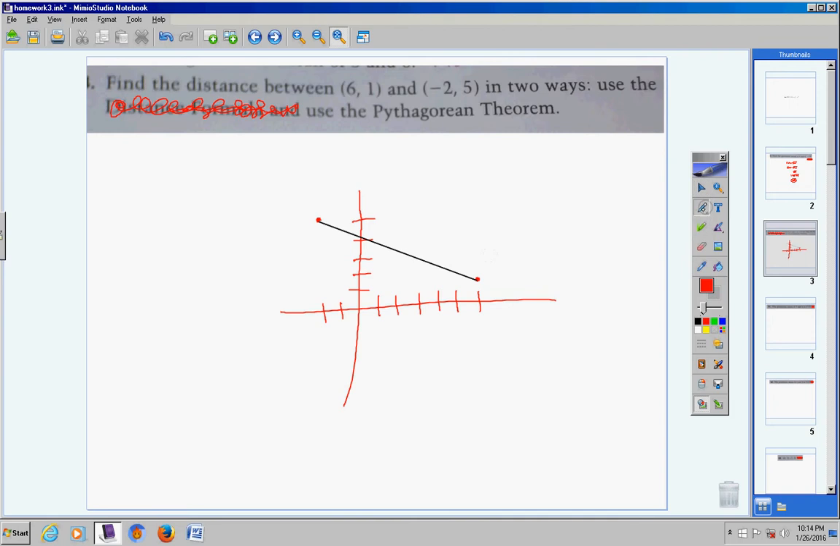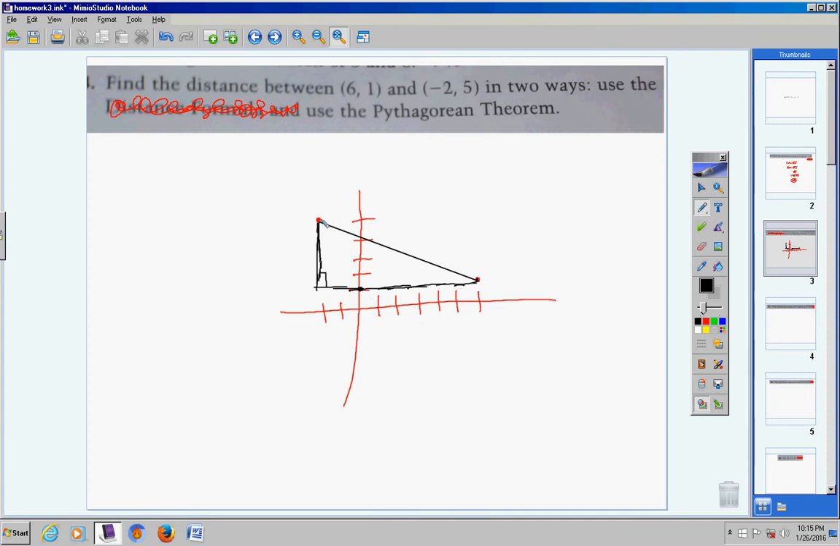Now, when they asked you to find the distance between these 2 points using Pythagorean's theorem, let's draw a right triangle. Let's go straight down, just like rise over run. Straight down, and then straight over. And actually, it's supposed to be up to point 1 right there, and there we go. Now, I can find the height of this right triangle. I started here because I know the point's 6, 1, over 6, up 1.